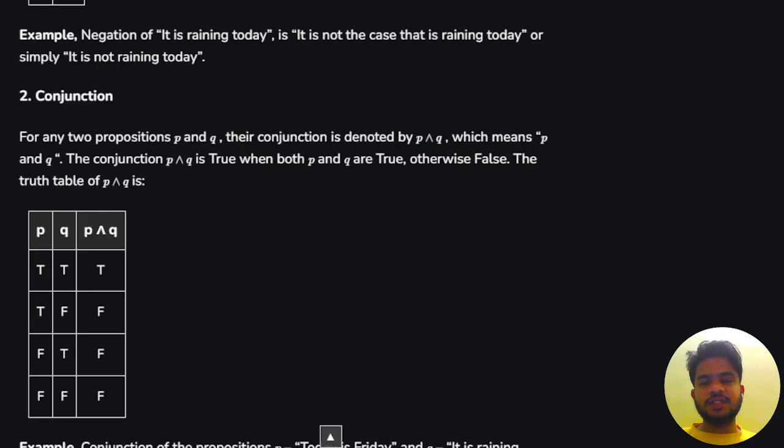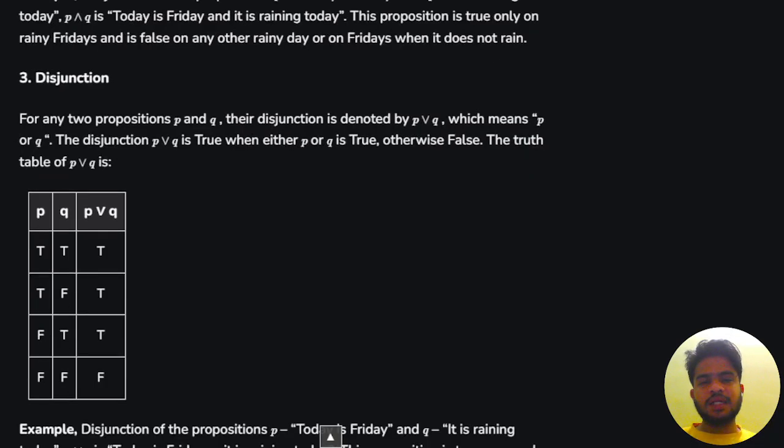Now let us understand conjunction. For any two propositions P and Q, their conjunction is denoted by P and Q, which means P and Q. The conjunction P and Q is true when both P and Q are true, otherwise false. The truth table is given below. Let us understand disjunction. For any two propositions P and Q, their disjunction is denoted by P or Q. The disjunction P or Q is true when either P or Q is true, otherwise false. The truth table is given below.